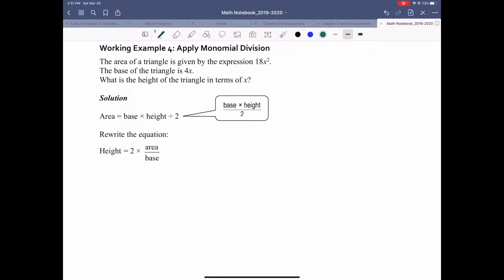Okay, word problem. The area of a right triangle is given by the expression. So area is equal to 18x squared. Base is 4x. Base times height divided by 2 gives you area. They rewrite the equation for you already. It's kind of spoiling you, but I have to tell you how to rearrange equations because that's a helpful skill you're going to use most often in high school.